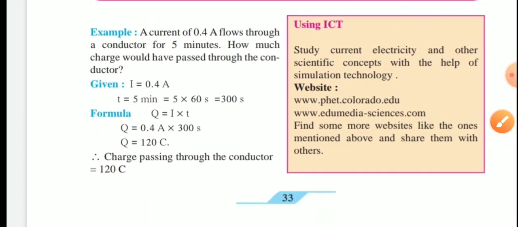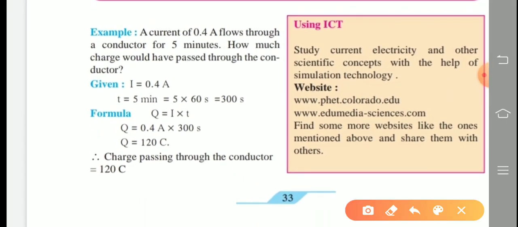This is the solved numerical. Read the question carefully. A current of 0.4 ampere flows through a conductor for 5 minutes. Ampere is the SI unit of current, but minute is not the SI unit of time. What is the SI unit of time? Seconds. So minutes are converted into seconds. First write the given: current I, and time is given in minutes, so convert into seconds. How much charge, that is electric charge, would have passed through the conductor?